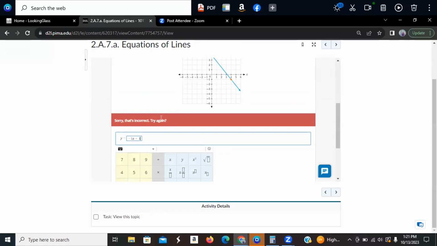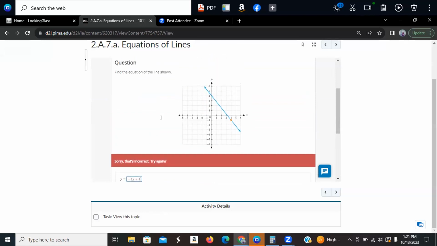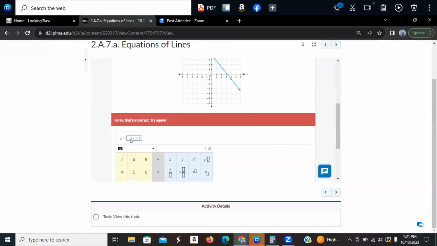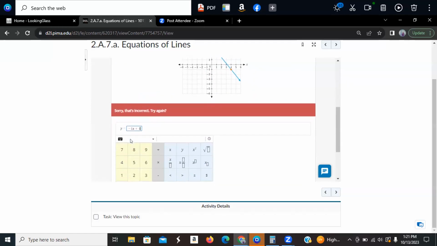So what I think is it doesn't like the minus in front of the... actually, because I'm not zoomed in, I don't think that's the right slope. That's probably the issue. If you go back to the graph, it's not exactly down one, right one.